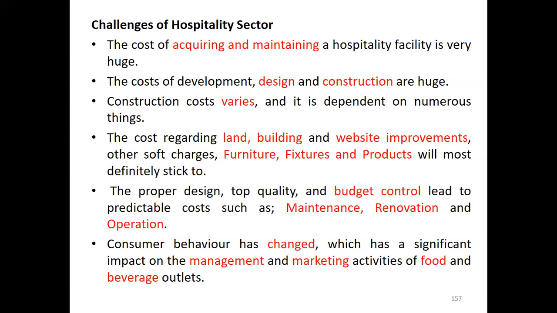So these are, along with this, operation expenses. You have to do this kind of extra expense, that is the advertisement expenses, which you have to bear in advance.